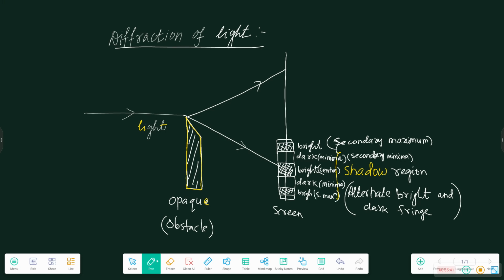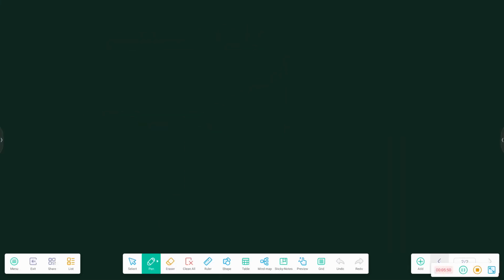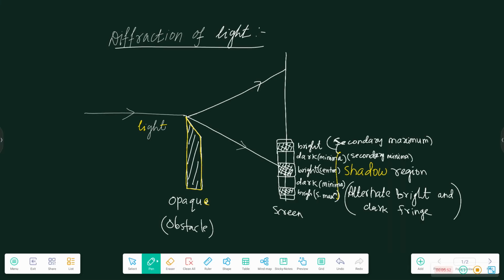Secondary maxima. So now, understood or not? What regions are forming in diffraction? Is it clear? Okay, I'll discuss again also. Now all of you listen. Same thing we want to understand. How do we want to understand?